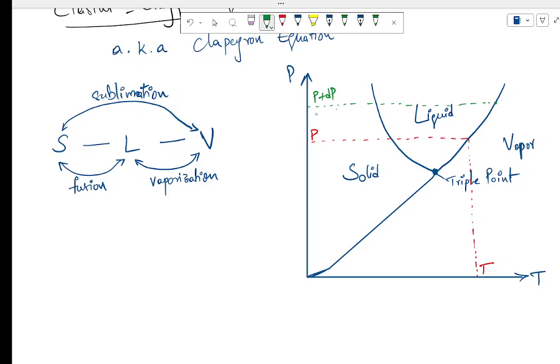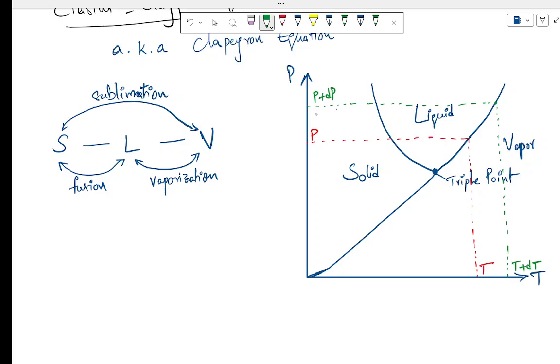So here it meets this line, and then I will put it down towards my x-axis, and this will be my T plus dT point. So from P to P plus dP and T to T plus dT, it is moving. So there is a differential change here.